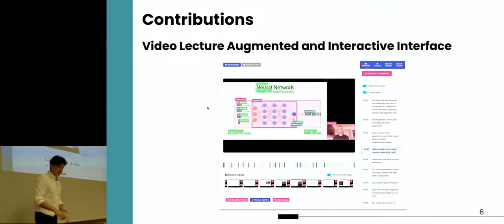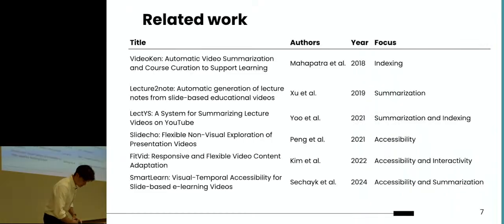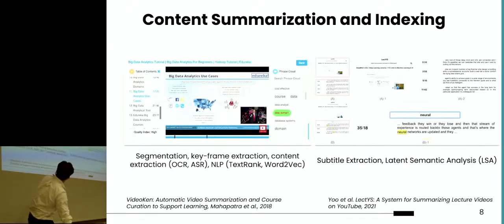Okay. So now I want to review the related work on educational applications. Right now I just showed you a demo of an interactive educational application, and I wanted to show you quickly the state of the art of educational applications. Here is a quick sample of some of them. We can see that most of them focus on 3 main aspects: indexation, summarization, and accessibility. These 3 domains are the main focus of these applications. Now let me explain quickly what each of them does.